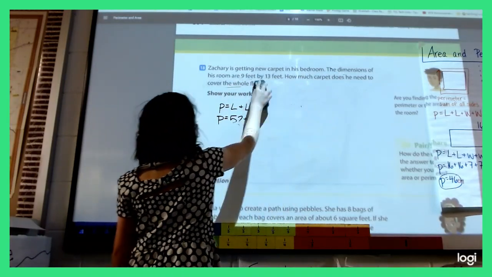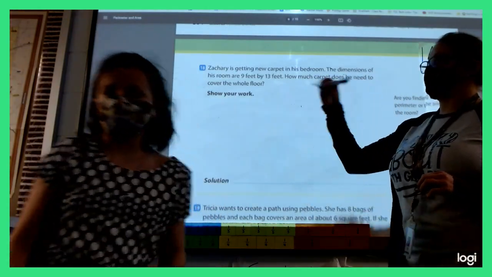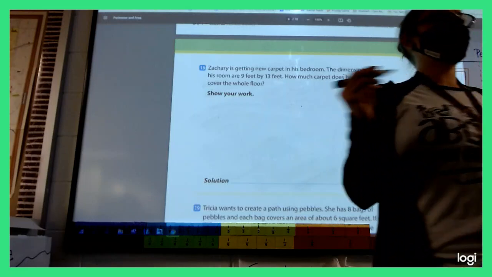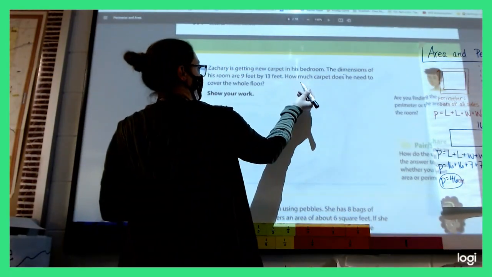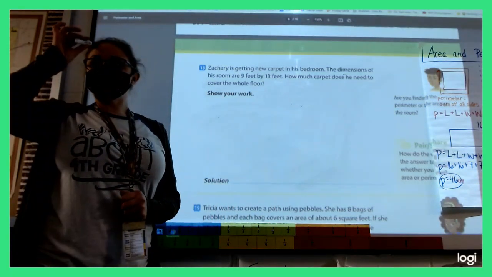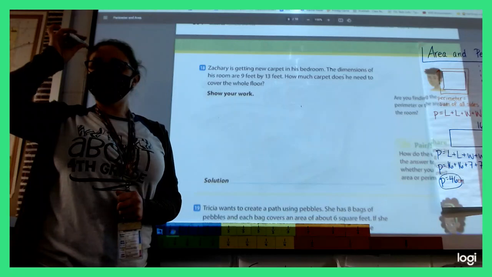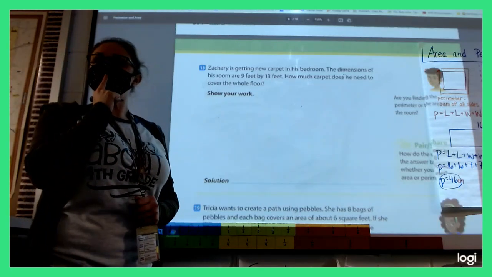All right, so go ahead and mark up your problem. I'm also noticing people that are underlining the information, putting their question in a box, drawing a picture, they are being most successful on our tests. So he's getting new carpet. What does him getting new carpet tell us about area or perimeter? Think about that. He's getting carpet. How do I know if it's area or perimeter?